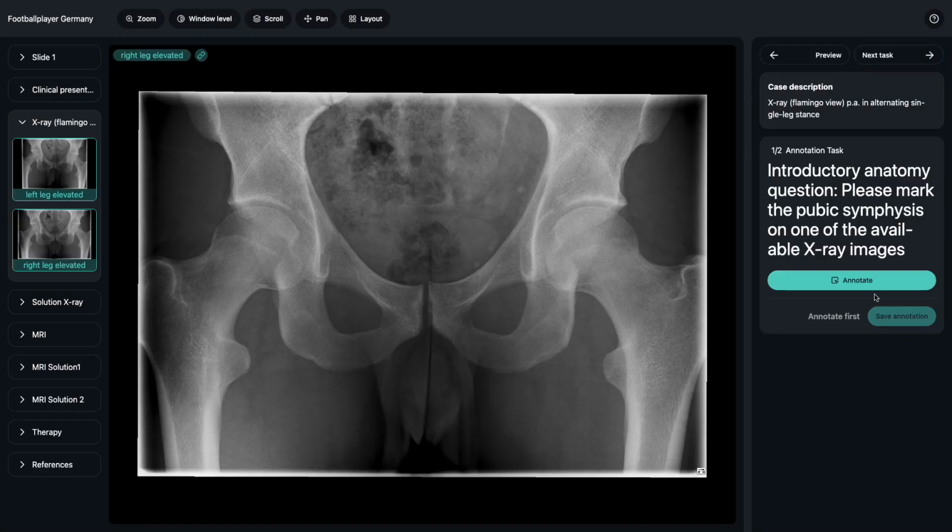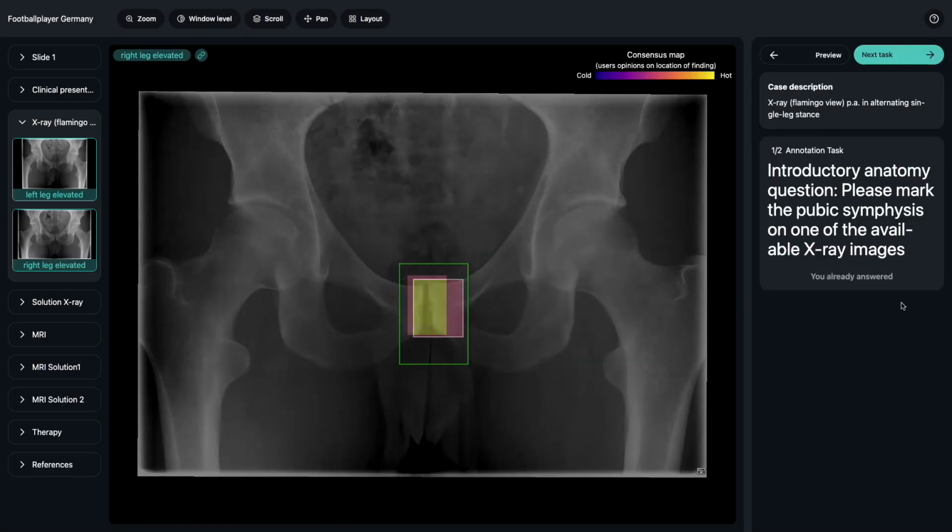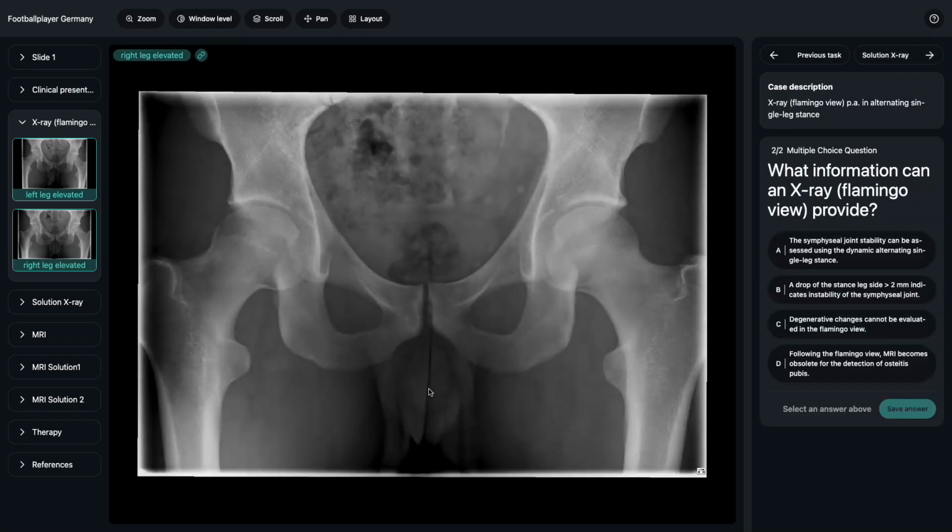As a simple introductory question to mark the symphysis, this should be self-explanatory. The next question concerns the diagnostic value of the flamingo views. In this case, answer A is correct.